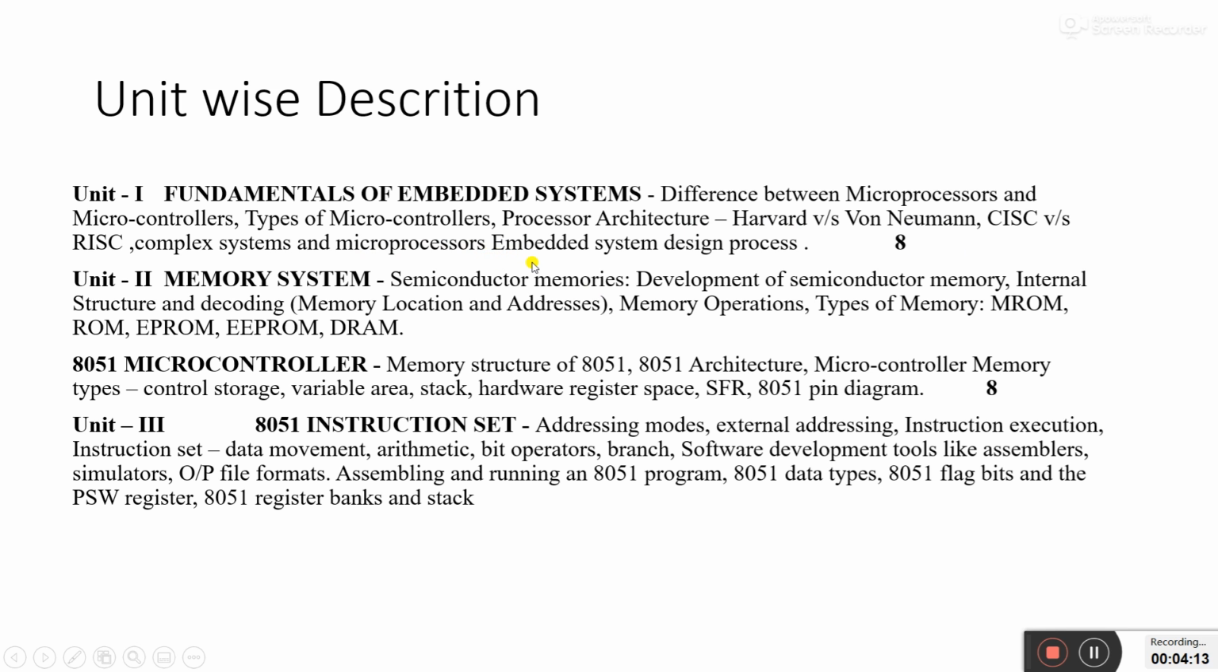You will also learn the embedded system design process. So this is the fundamentals of embedded systems; you will learn every fundamental aspect of embedded system technology. Next is the memory system, because memory is one of the crucial parts of any embedded system. So you will learn about memory systems.